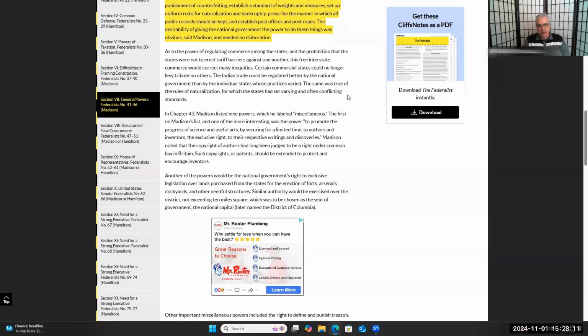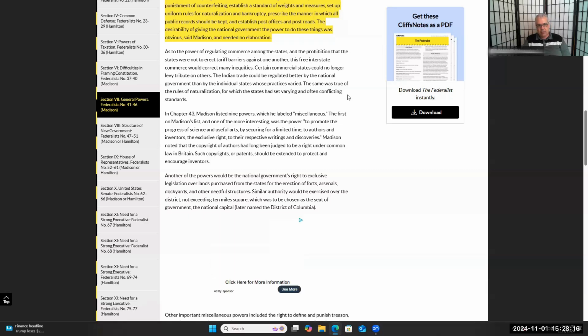As to the power of regulating commerce among the states and the prohibition that the states were not to erect tariff barriers against one another. See, that was a problem. This free interstate commerce would correct many inequities. Yeah, see, so they wanted unencumbered free trade. When you hear about free trade, you often think about it internationally with foreign countries, but free trade wasn't always something even within the United States, right? They had tariff barriers and some states doing dumb things one to another, right?